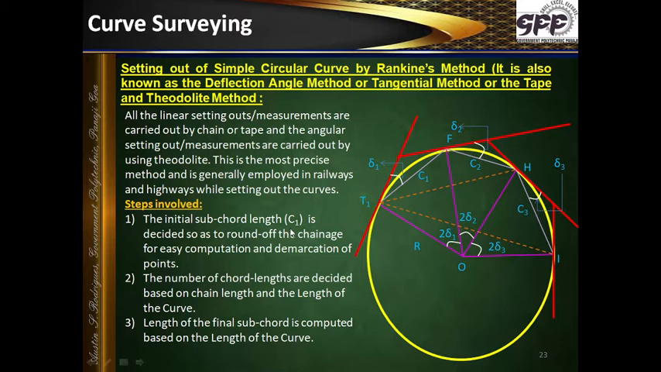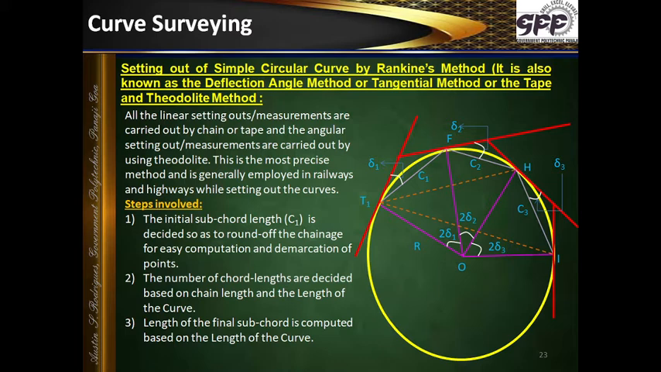The initial subchord length C1 is decided so as to round off the chainage for easy computation and demarcation of the points, so that we can mark the points F, H, I easily. The number of chord lengths, that is C2, C3 and so on, are decided based on the chain length and the length of the curve. Depending upon the length of the curve and the chain length, that is divided, so we get the other chords.